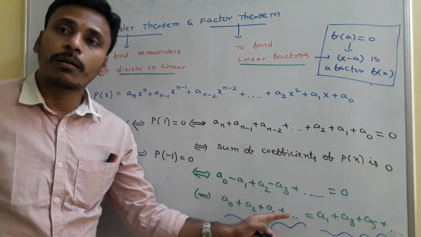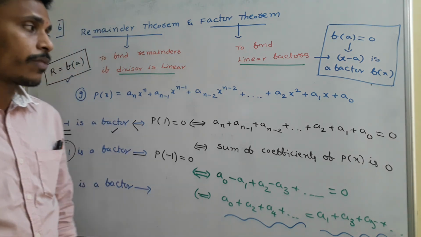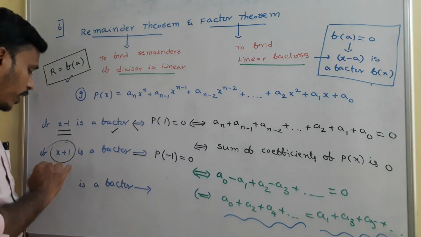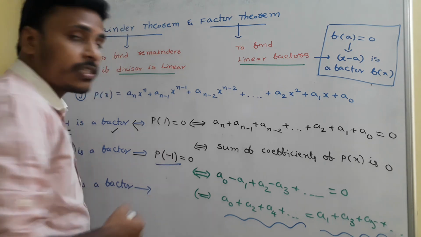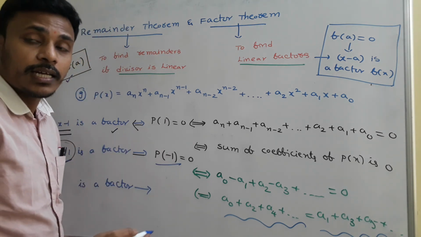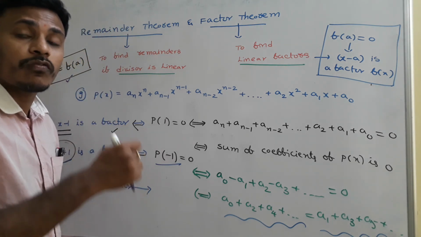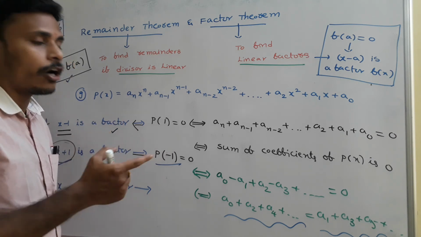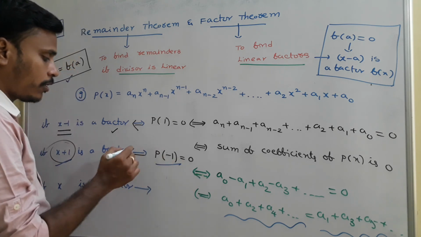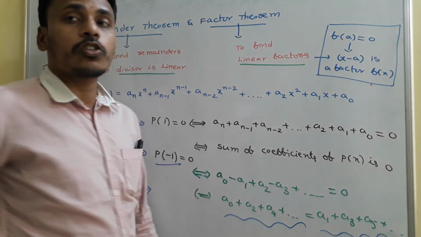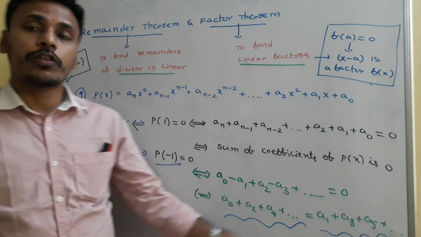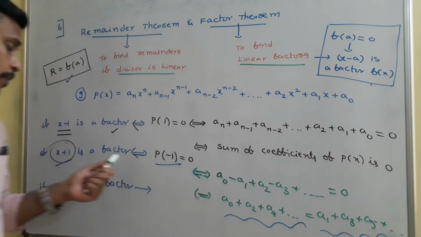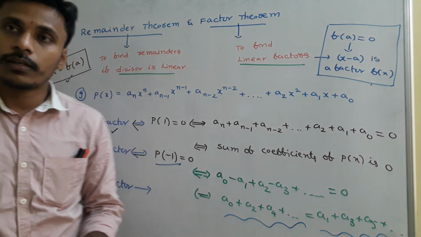So these are nothing but the sum of the coefficients of the even powers, and these are the sum of the coefficients of the odd powers. So if x plus 1 is a factor, then p of minus 1 is equal to 0. That in turn represents that the sum of the coefficients of the even powers is equal to the sum of the coefficients of the odd powers. This is also an if and only if condition. If the sum of the coefficients of even powers is equal to the sum of the coefficients of odd powers, then p of minus 1 is equal to 0 is correct. And so we say that x plus 1 is a factor.